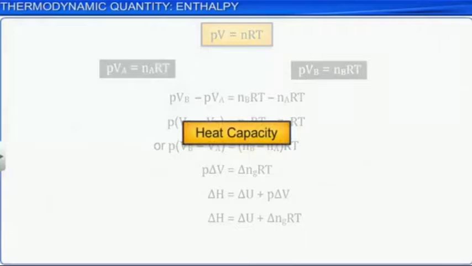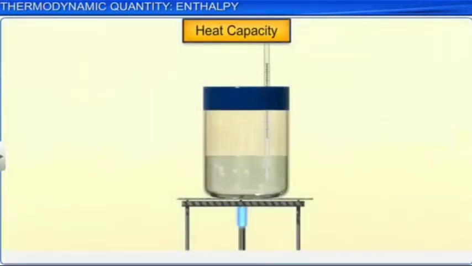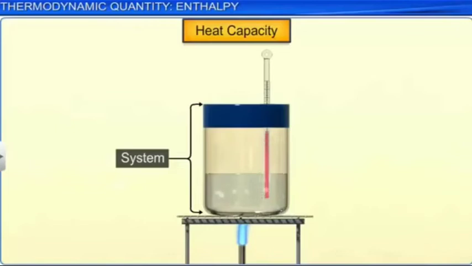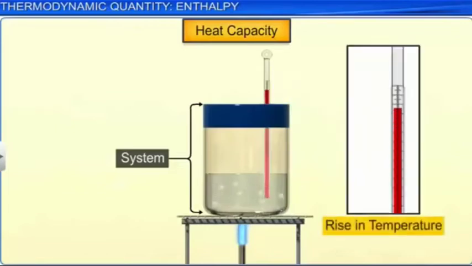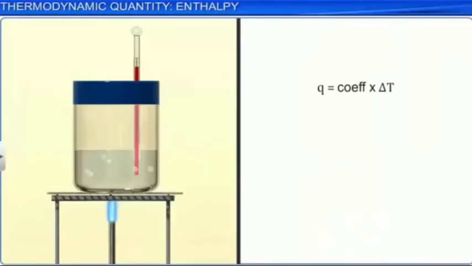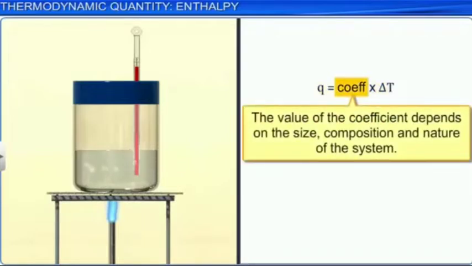The capacity to absorb heat energy and store it is known as the heat capacity of a system. The heat absorbed by the system appears as a rise in temperature. The increase in temperature is proportional to the heat transferred, which can be written as Q equals coefficient multiplied by change in temperature delta T. Note that the value of the coefficient depends on the size, composition, and nature of the system.